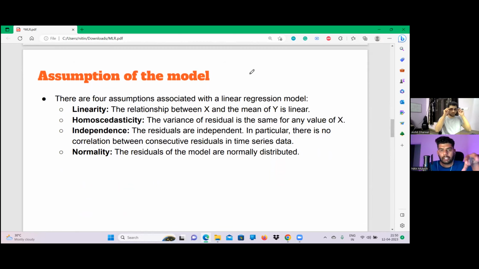So in the last session, I also explained the assumptions of the model. The assumptions are going to be the same because we are anyway fitting the linear regression model. So we have linearity, and we have homoscedasticity, meaning the variance of the residuals should be the same.